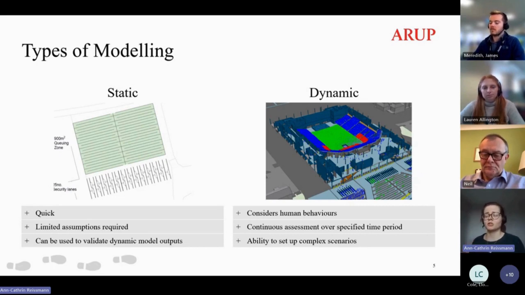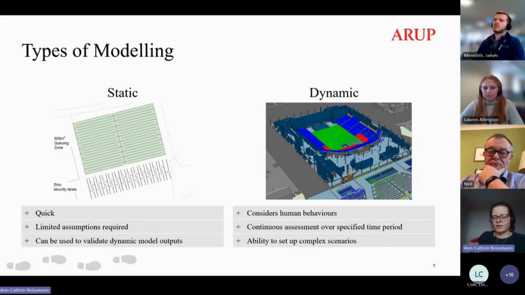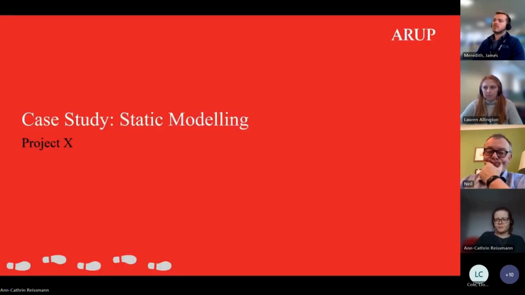What is especially important for dynamic modelling is that you have the continuous assessment time frame. So in this case, for an arena, you can model from 3 hours up, for example, to the point the event starts and just see how people arrive. Same thing with the intermission and leaving. It gives you that full view of your event or whatever you're modelling.